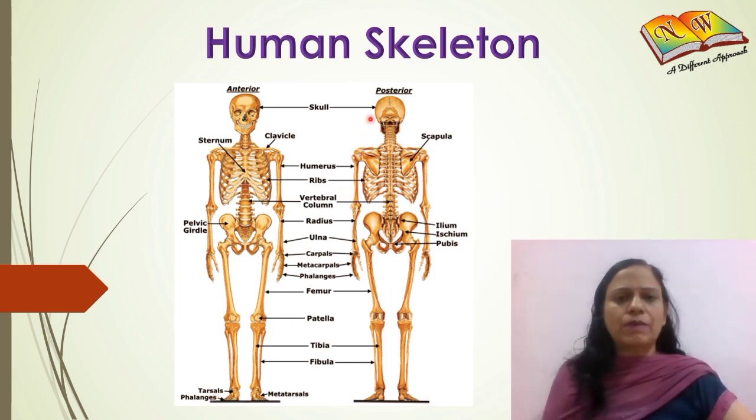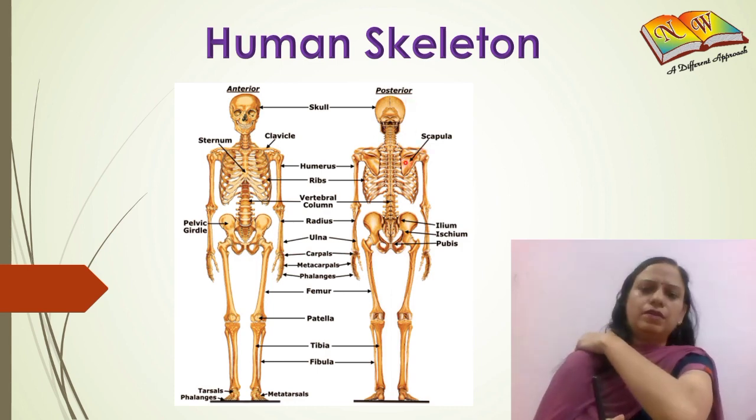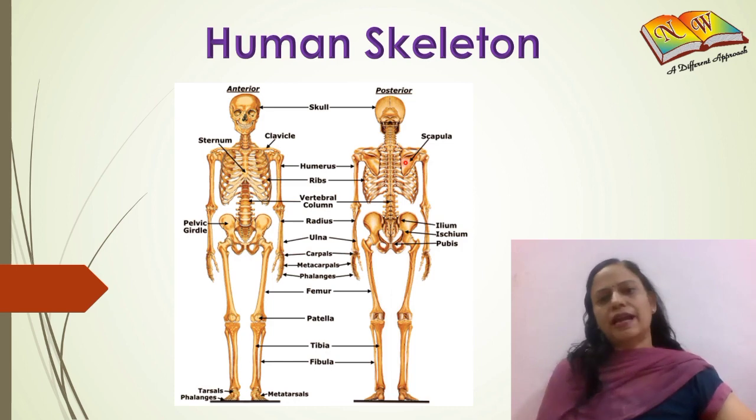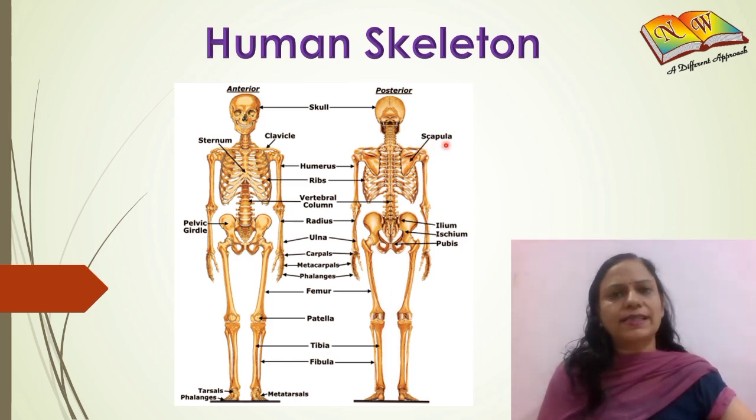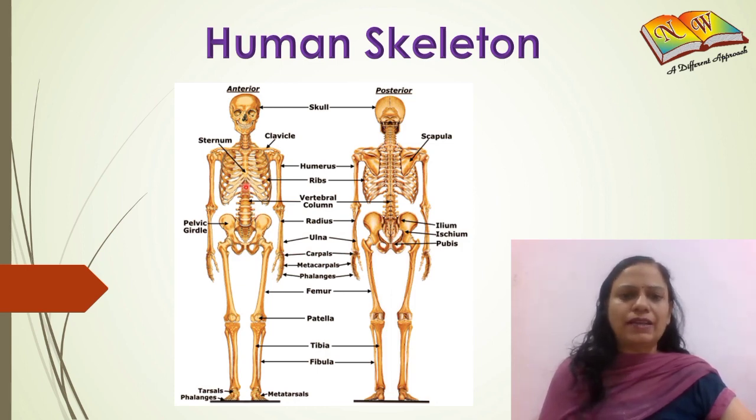Now let us talk about the posterior view. We have already discussed the skull. Going down, you have this bone here at the back side. It is kind of triangular in shape. You call it the scapula, which is also known as the shoulder blade. Then in the exact center of your back, you have the backbone, which is actually the vertebral column. So the vertebral column is visible from the anterior view also, but it's only a part of the vertebral column that is visible from the anterior view.